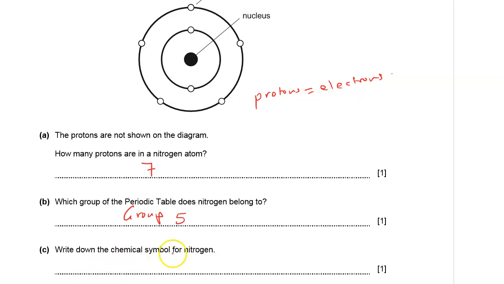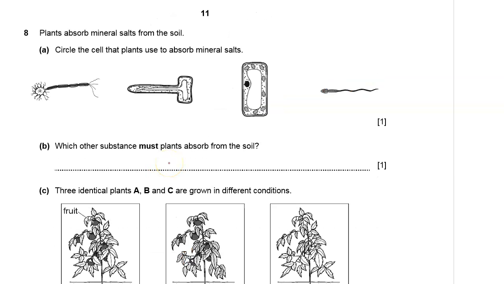Then write down the chemical symbol for nitrogen. Nitrogen is N. Remember, the number of electrons in an atom are always equal to the number of protons. That's why you say the protons are equal to electrons in an atom. But of course, when an atom loses electrons, it becomes a positively charged ion. When an atom gains electrons, it becomes a negatively charged ion. An atom is neutral.